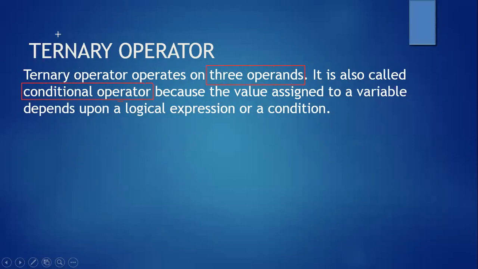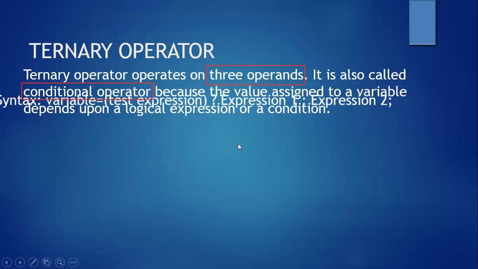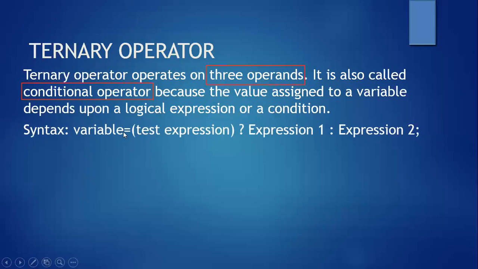Let's understand the ternary operator. It's again a very interesting one. Why is it called ternary? Because it operates on 3 operands, and it is also called the conditional operator. Why? Because the value assigned to a variable depends on a logical expression or a condition. So here in this ternary operator, we use a condition. See how it is. So this is the general syntax of the ternary operator. The first thing we have is a variable.